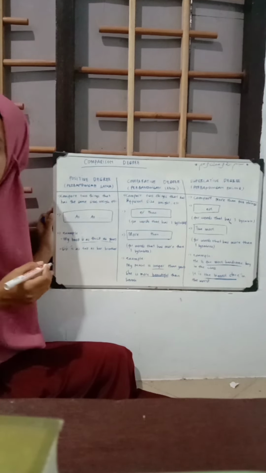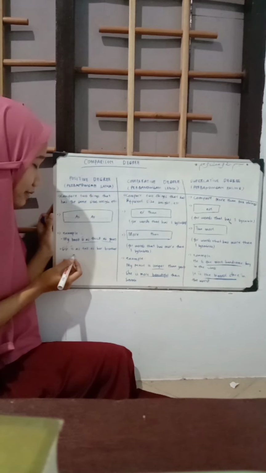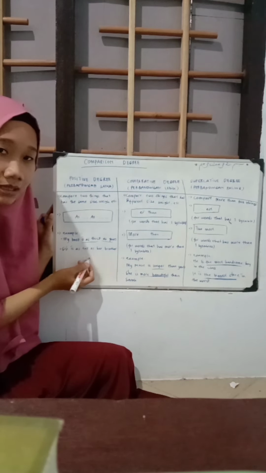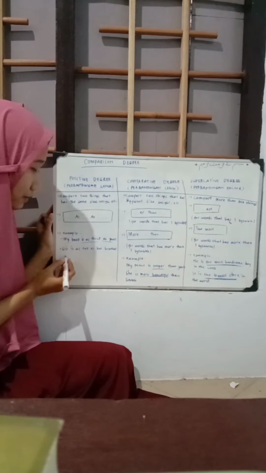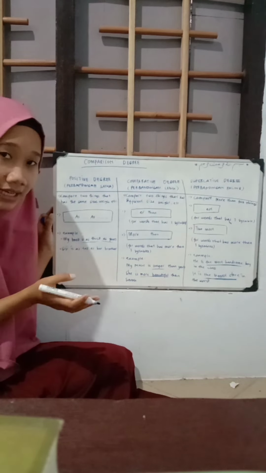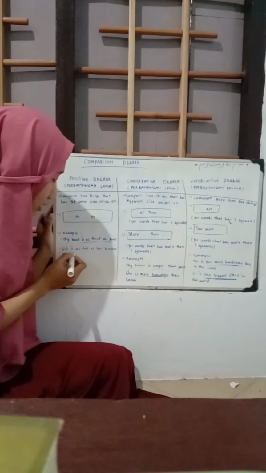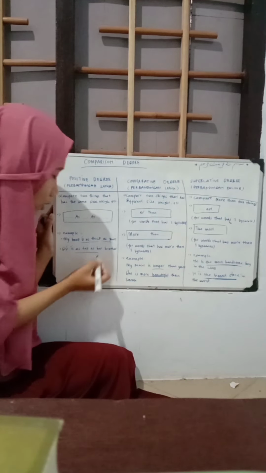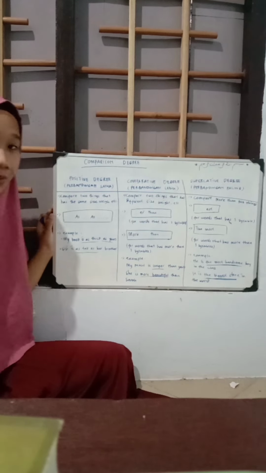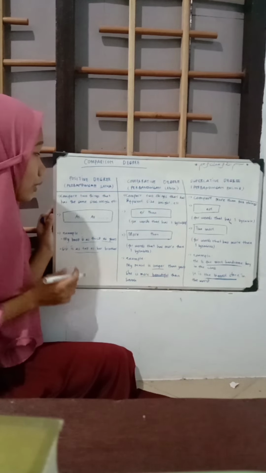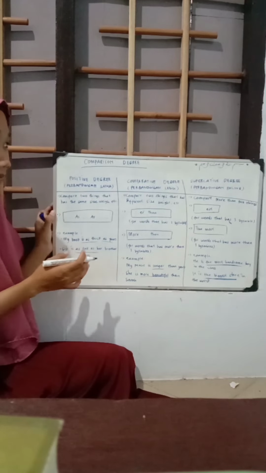The next is, Sissy is as tall as her brother. So Sissy has a brother, and she and her brother are the same height. Sissy is as tall as her brother. So this is what we call a positive degree.